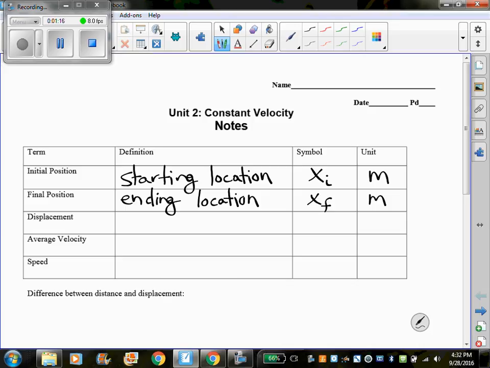Now, displacement. Displacement is the straight line difference between your final position and the initial position. It sounds a lot like distance, but it's not. We'll go over what the differences are between distance and displacement. But first, you should know that the symbol for displacement is delta x, and it is also measured in meters.